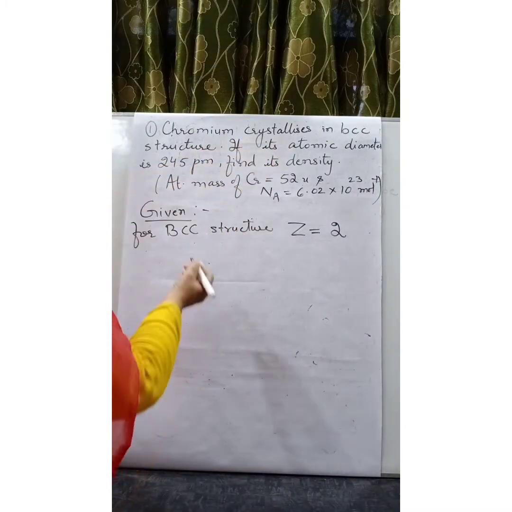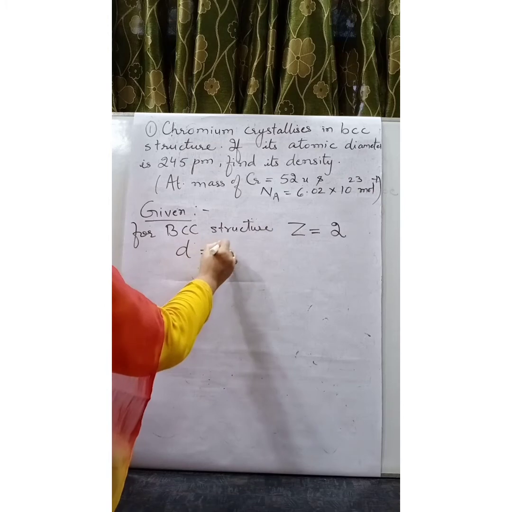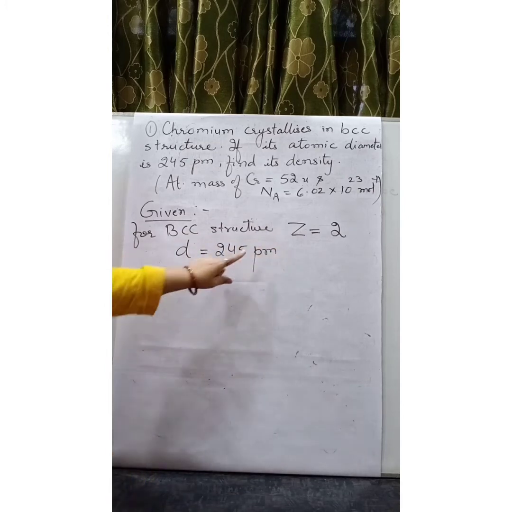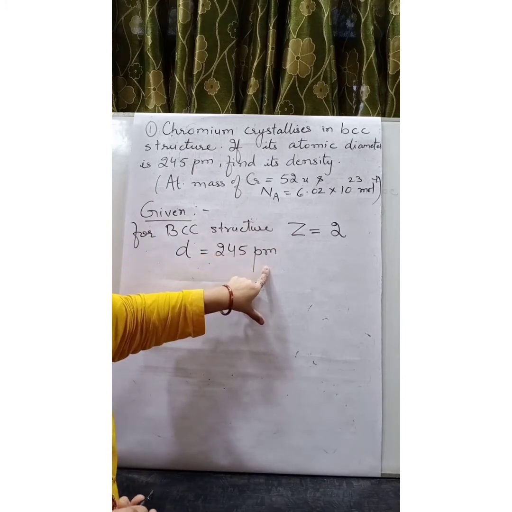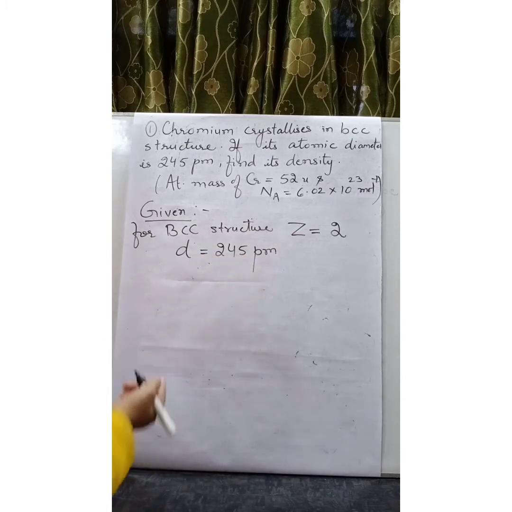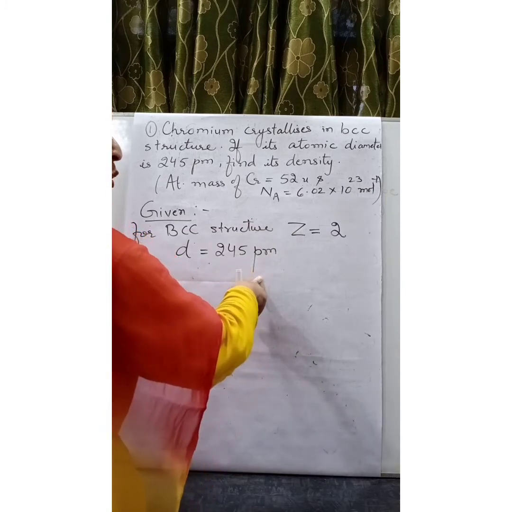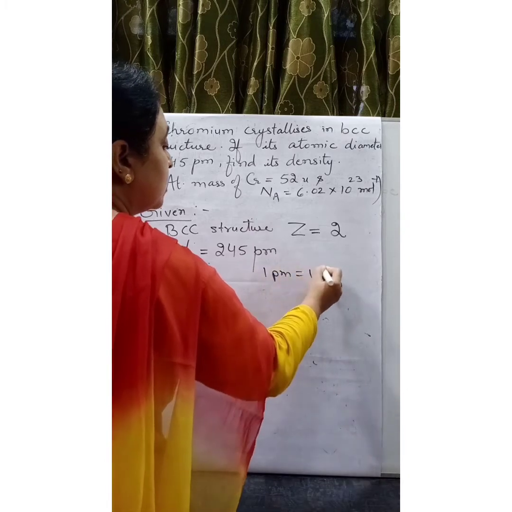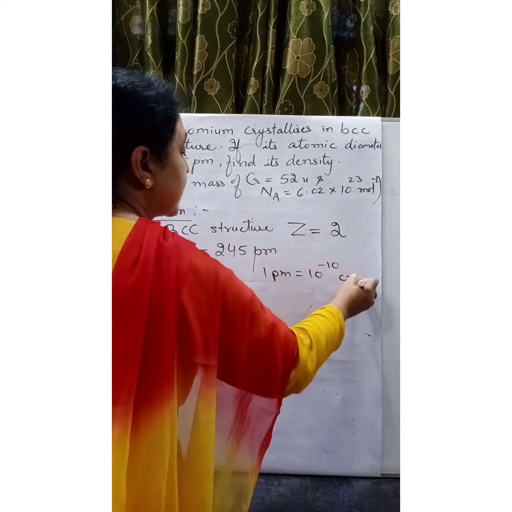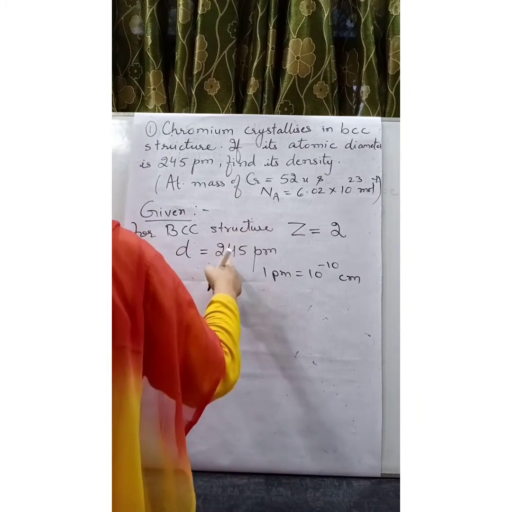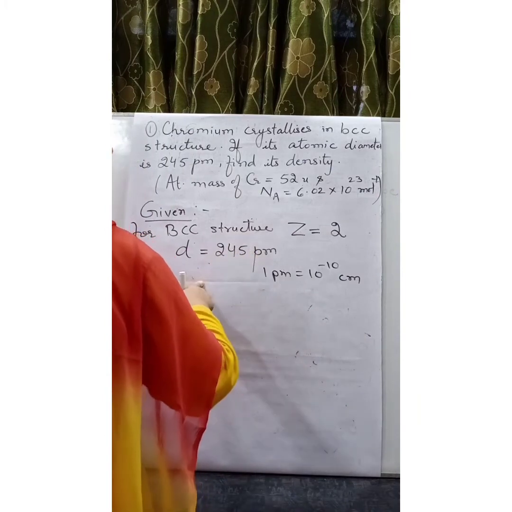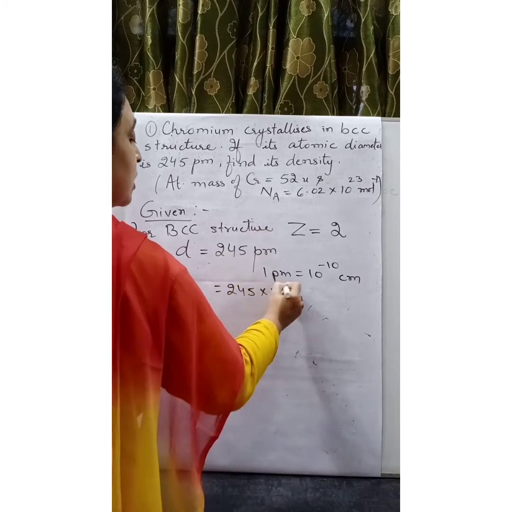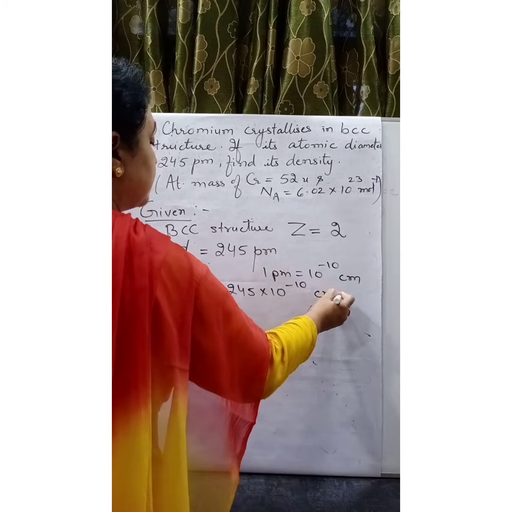Then you are given the diameter. Diameter is equal to 245 picometers. Now you have to convert it into centimeter. 1 picometer is equal to 10 to the power minus 10 centimeter. So, therefore, 245 picometer is equal to 245 into 10 to the power minus 10 centimeter.